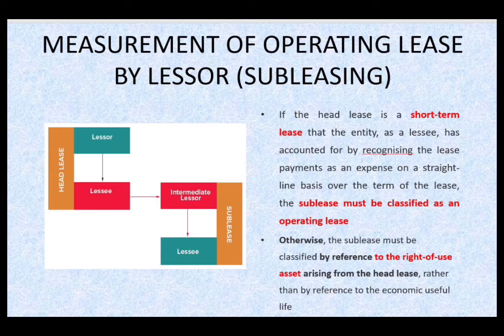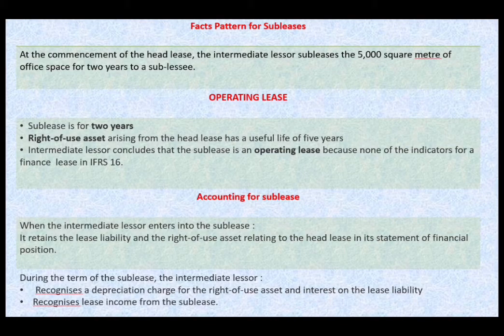A sublease is a transaction whereby a lessee leases an asset from a lessor, and the lessee then re-leases the same asset to another third party as a lessee. You can refer to the graphic that I have prepared. Here is the example that I have provided. The scenario is when an intermediate lessor enters into a 5-year lease for 5,000 square meters of office space with the head lessor. So we will be looking into the fact pattern of subleases.